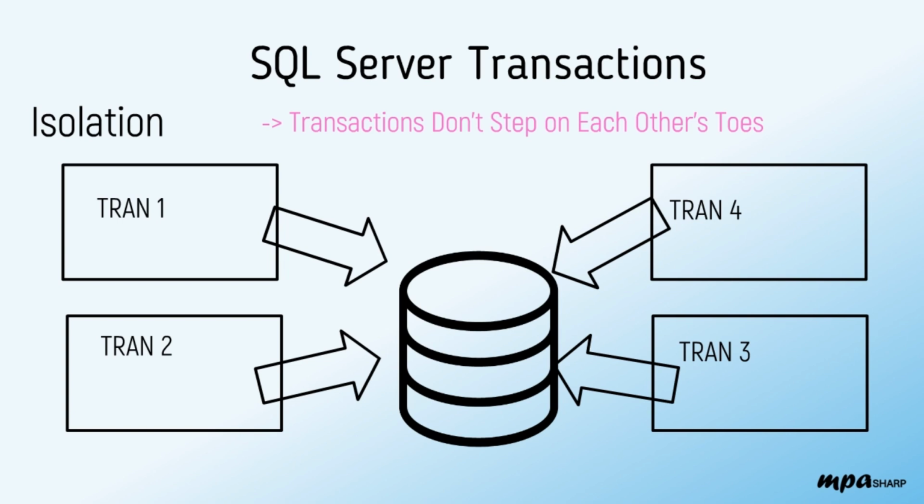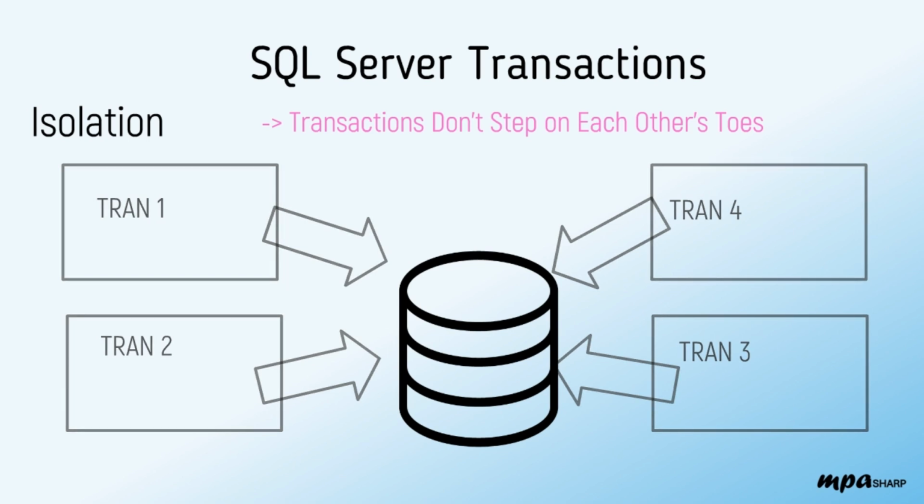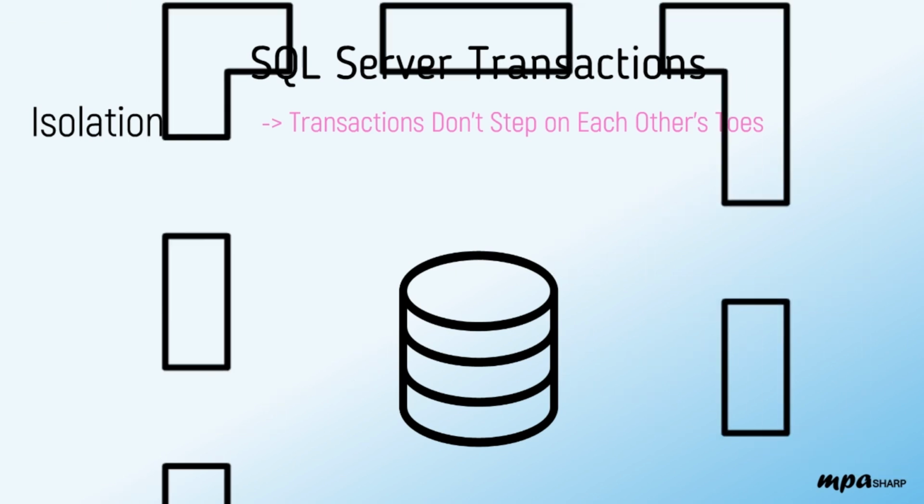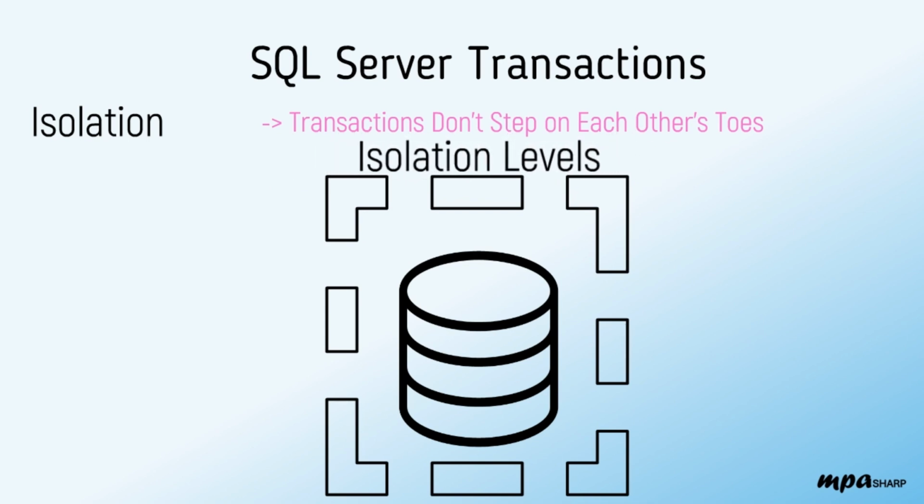Why is it important? Well, it allows multiple users or applications to access and modify the database concurrently without causing errors or returning incorrect results. In SQL Server, it provides different isolation levels like read uncommitted, read committed, repeatable read, snapshot, and a few others. Each isolation level controls how much isolation you get for a transaction.